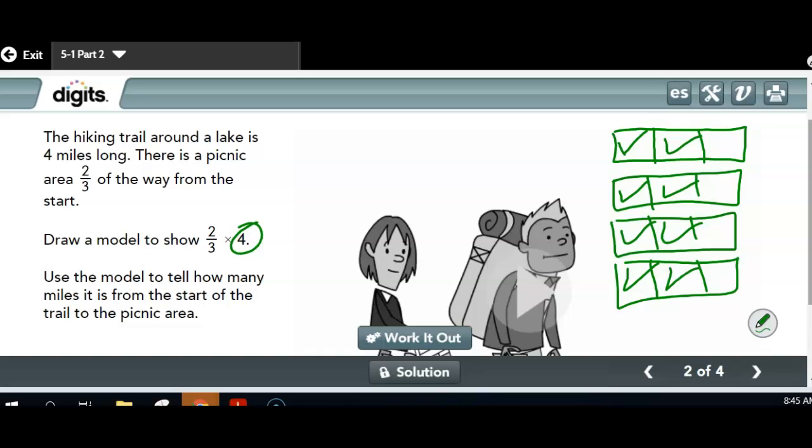Now, how do we get the answer from this model? Nathan. You count all the colored boxes. Good. We're counting how many colored boxes here. This is 1/3. That's 2/3. 3/3. 4/3. 5/3. 6/3. 7/3. 8/3.